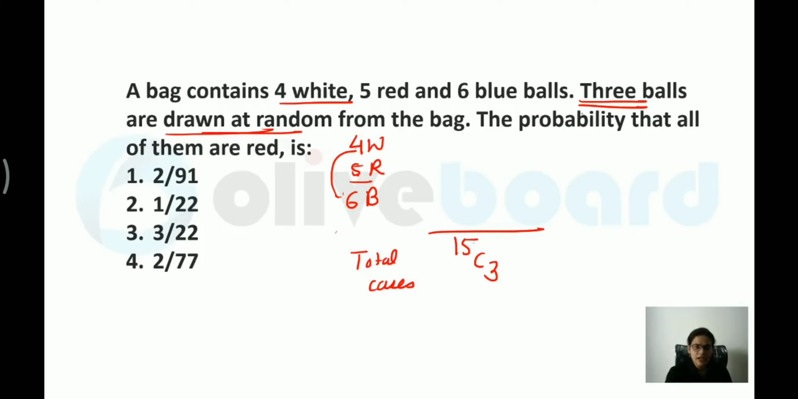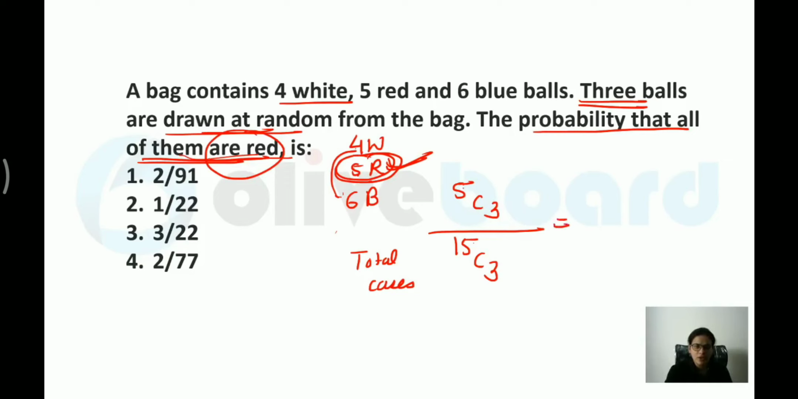Now what is your required event probability? That all of them are red. So how many red are there? 5. So I want all the 3 to be red. Out of these 5, I have to select 3, because all of them are red. So I have to write 5, total red are there, and I want just 3. 5C3.